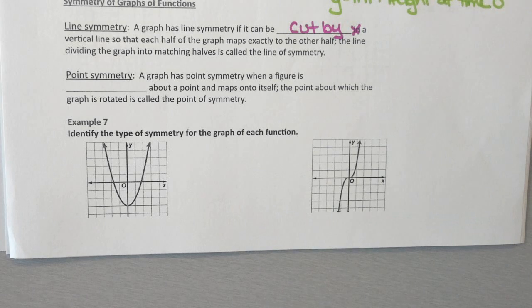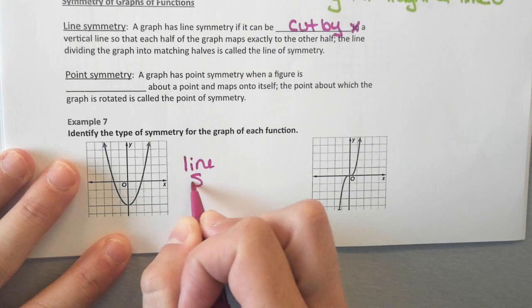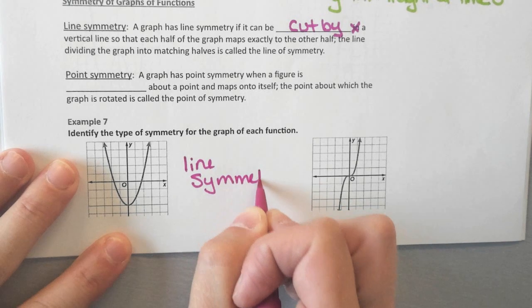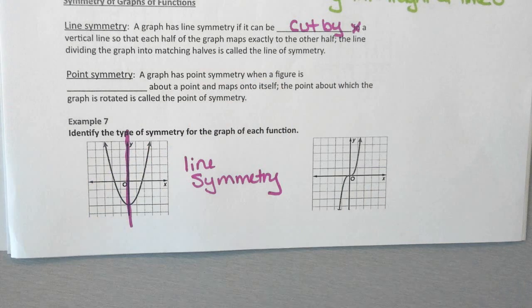So look down at example number 7. This has line symmetry. Do you see how if we cut it in half, it looks the same on both sides, yes? Another way to think about it is exactly what Sam said, that if you folded it along that line of symmetry, it would flop over right on top of itself.